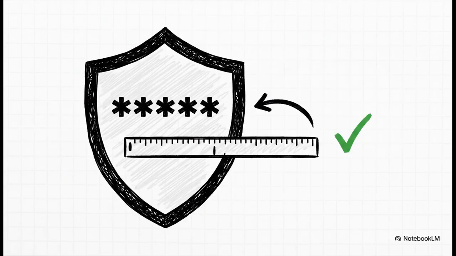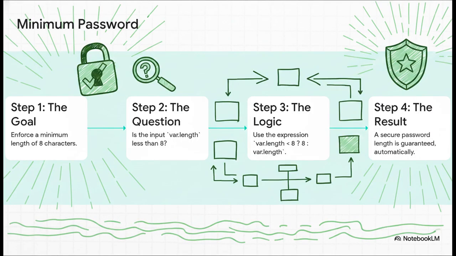Let's put this to the test with the real-world security challenge that I'm sure we've all faced. We need to enforce a password length policy no matter what input we get. Let's just walk through this. Our condition checks if the variable var.length is less than 8. So, if a user enters 5, the condition is true, and Terraform automatically uses 8. If they enter 12, the condition is false, so it just uses the user's input, 12. And what's the result? Your security policy is automatically enforced every single time, no questions asked.